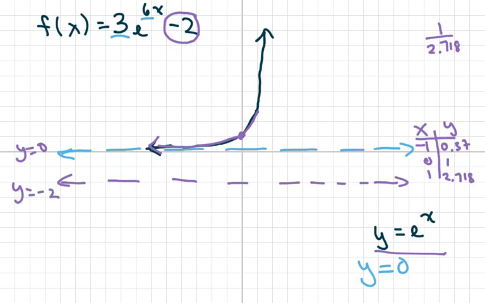And as far as the 3 and the 6, that just makes it more narrow. But the horizontal asymptote is just going to be y equals -2. If it was 3 times e to the 6x and the -2 was up here, that would be a horizontal shift. And that would not affect your horizontal asymptote, because that's just going left and right. The domain of exponential functions is all real numbers, and we do have horizontal asymptotes.